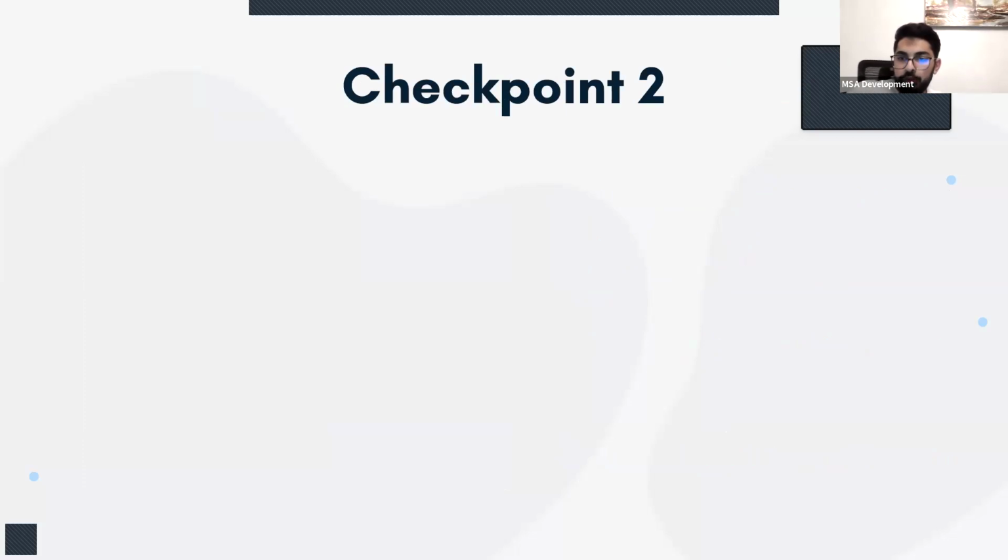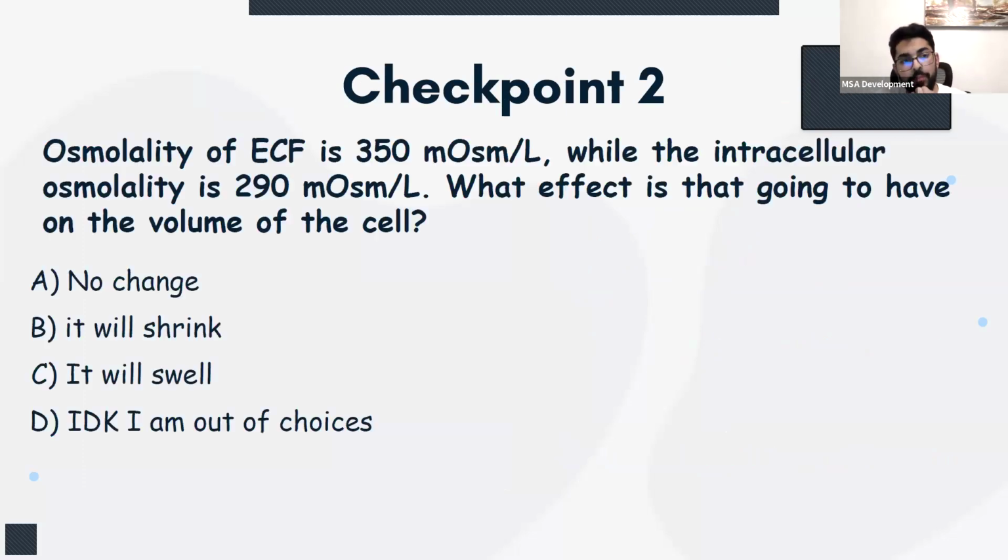Okay, now the second part of the session is over, but this time I have a question for you. If you have an osmolality of extracellular fluid of 350 milliosmoles, while inside it's 290, what effect is that going to have on the volume of the cells? This is again related to the pictures that I explained about the shape change of RBCs.